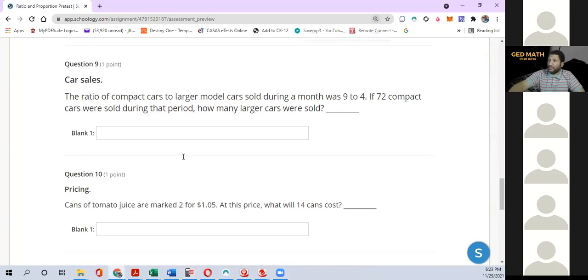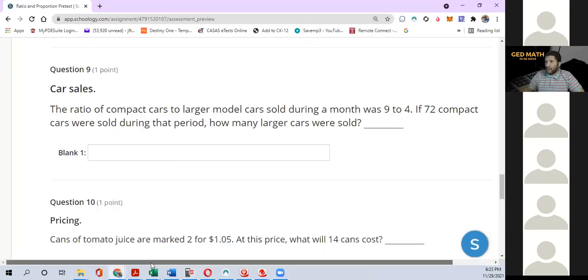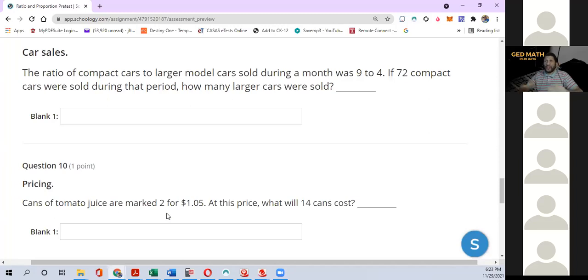Let me increase this a little bit. Okay. The ratio of compact cars to larger model cars sold during a month was 9 to 4. If 72 compact cars were sold during that period, how many larger cars were sold? Now, this is a fill in the blank.